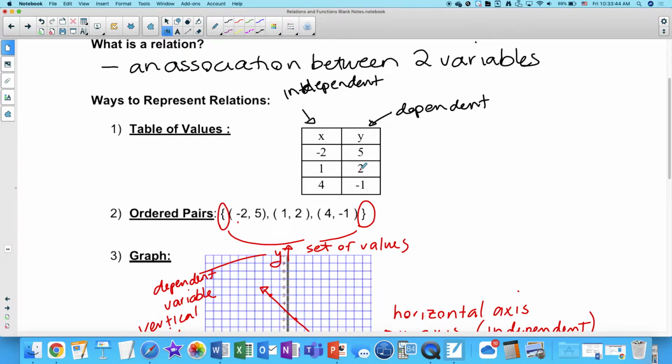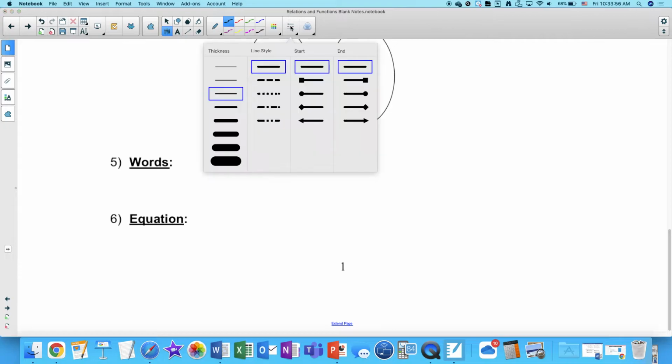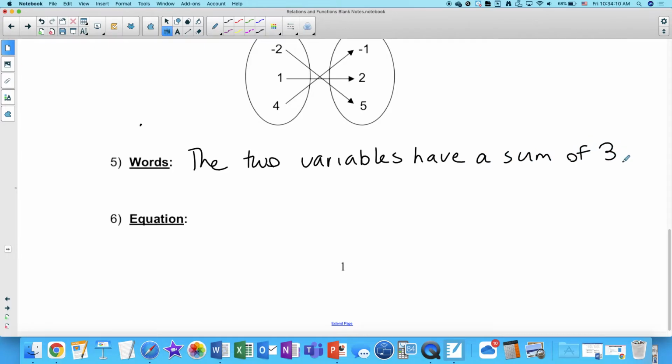They all add to 3. Yes, that is the connection. Okay, so how do we describe it in words? What is the clear association between the two variables? The two variables have a sum of 3. Okay, this means if I know the value of one, I can figure out the value of the other.